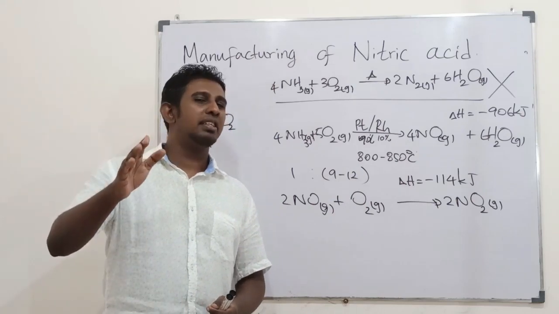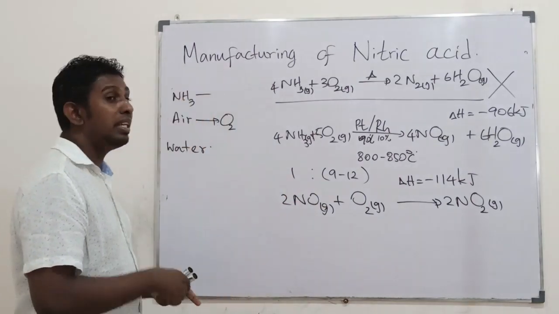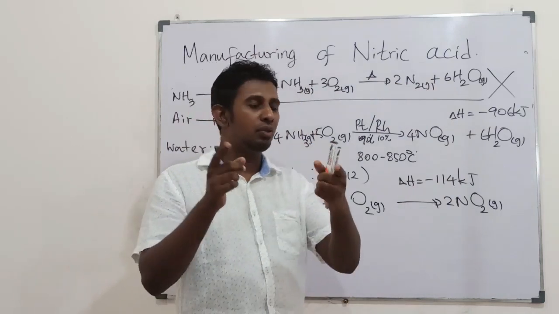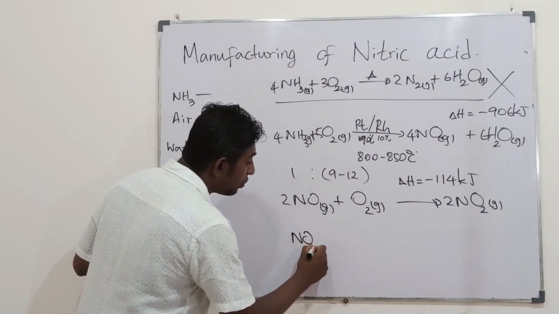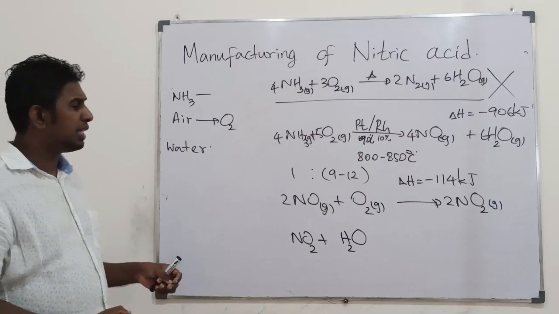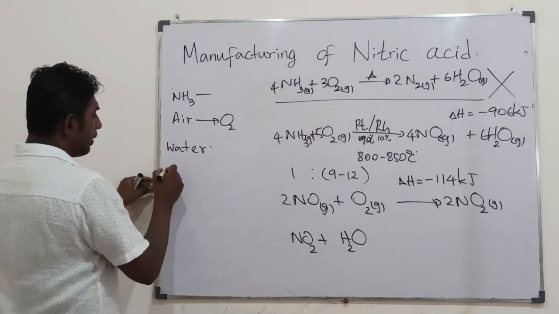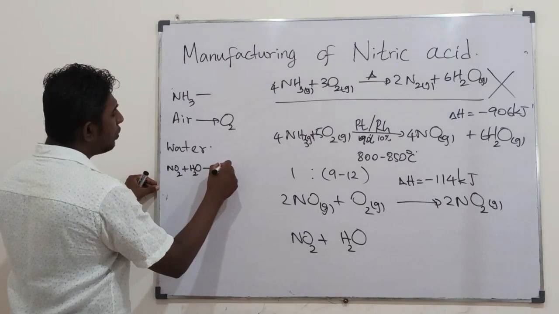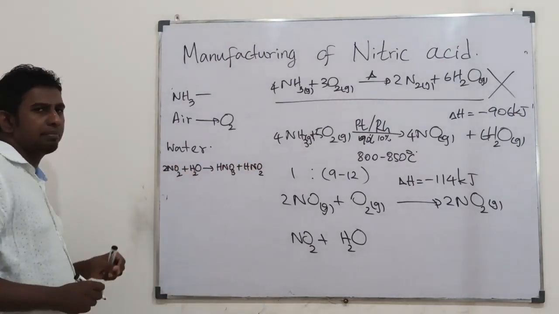Then students, next, the formed NO2 is passed to the absorption tower. You will find that soon. So in passing the NO2 inside the absorption tower, this NO2 would start reacting with water. NO2 would react with water, giving you HNO3 and HNO2. This is the reaction you get there.